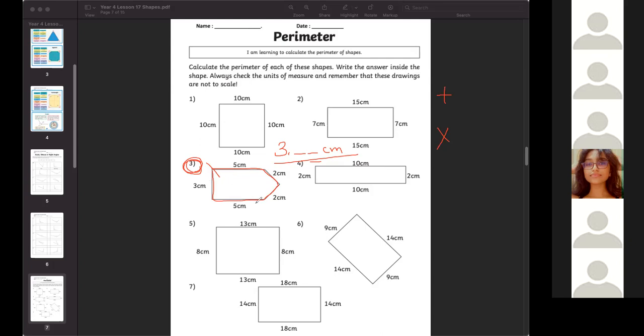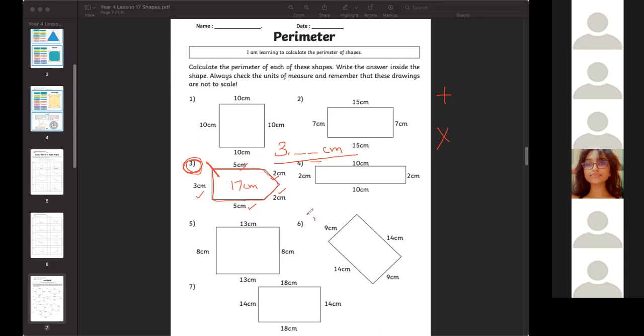That's right, Angeline, 17. 17 centimeters is the answer. 5 plus 2 is 7. 7 plus 2 is 9. 9 plus 5 is 14, and 14 plus 3 is 17. Now you will miss out a side or something like that if you randomly start. That is why I always put a point, like a line where I start. And whenever I start counting, I will cross off the side.